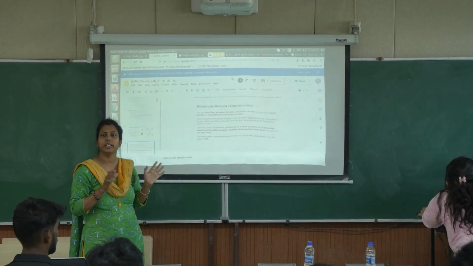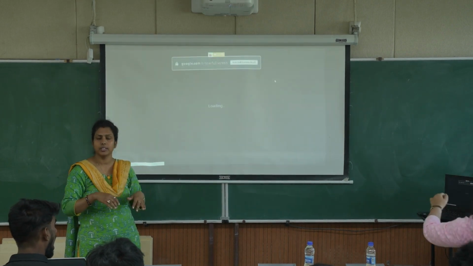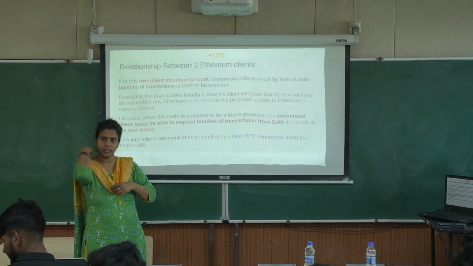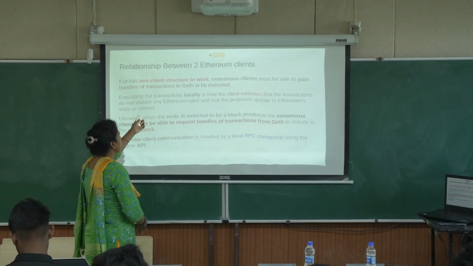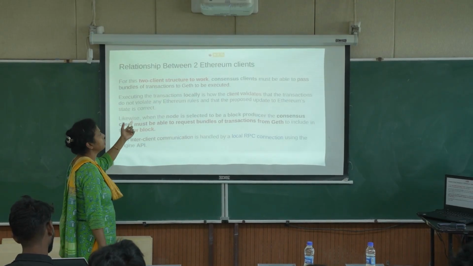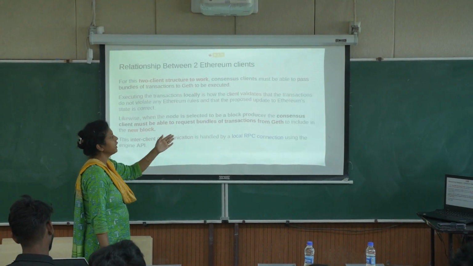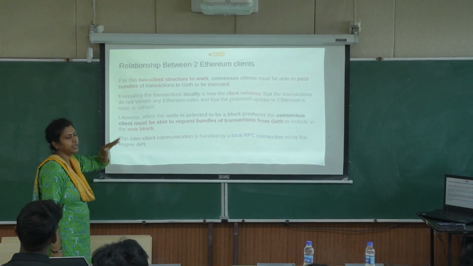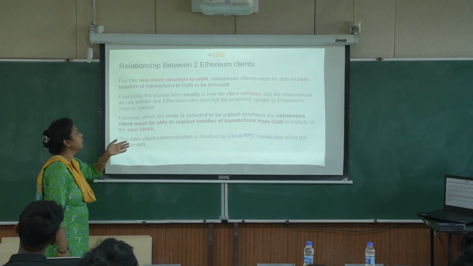The Geth client will test and validate whether all the transactions are correct or not, and after that the block will be added to the main chain. Executing the transaction locally is how the client validates that the transactions do not violate any Ethereum rules, and that the proposed update to Ethereum state is correct. So the execution client again will check and validate that block.